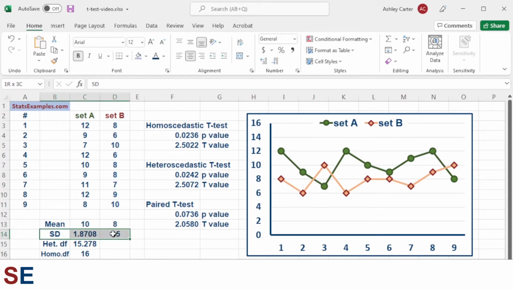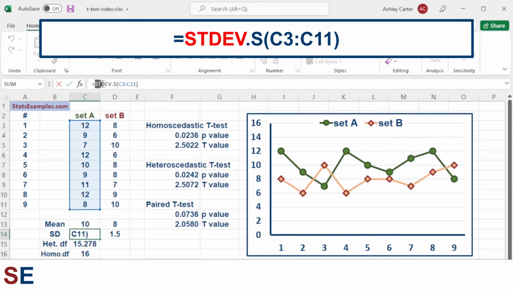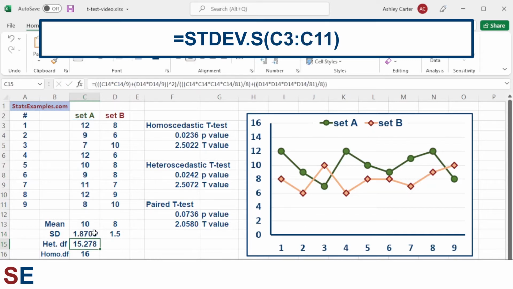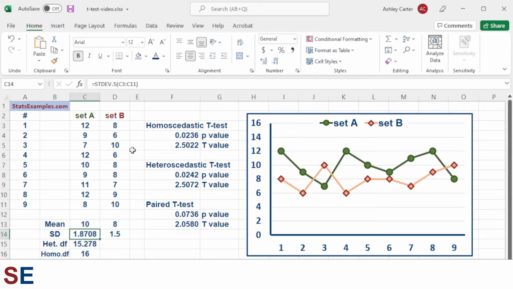Next, we want to compute the standard deviations. For the standard deviations, what we're going to do is use this function STDEV for standard deviation, .S because this data is a sample, C3 through C11 because that's the area where the data values for set A are that we want to calculate the standard deviation for. When we're finished with this, the function returns the value of 1.8708. And when we do the same thing for data set B, that returns the value of 1.5. The means are useful for interpreting any results we get from our t-test, and the standard deviations are useful descriptive statistics to help us understand the variation in our data.